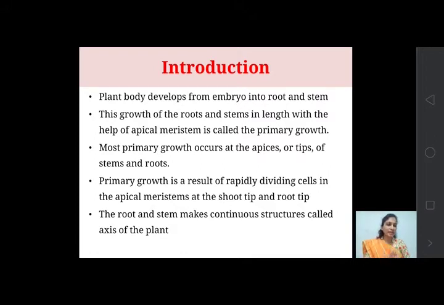The root and stem make continuous structures called the axis of the plant. The shoot apical meristematic tissue and the root apical meristematic tissues continuously divide and add cells to that part, and hence the growth in length takes place, and it forms a continuous axis. That is, the shoot and the root axis together form a continuous plant axis. So this is the primary growth. This is the primary structure which is formed after the germination of the seed.